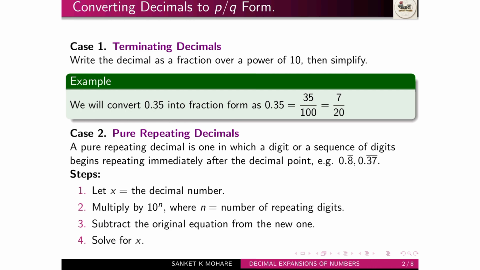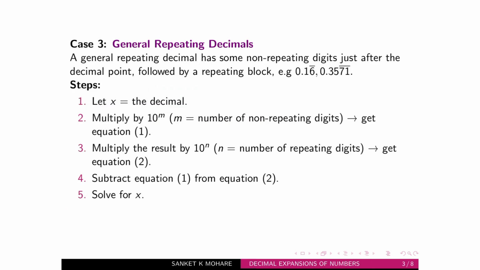Pure repeating means after the decimal point, a digit or block started repeating. That is known as pure repeating decimal. To convert that pure repeating decimal into p by q form, we have these four steps that we already discussed. Now we will discuss case 3, general repeating decimals.